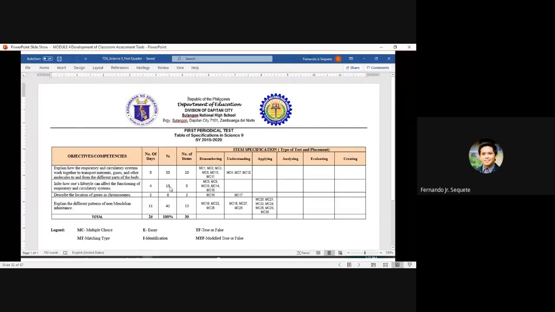This percentage, how did I get it? Of course, we just need the percentage: 9 divided by 26 multiplied by 100, you got 35. 4 divided by 26 times 100, you will have 15. 2 divided by 26 multiplied by 100, you will get 8. And then 11 divided by 26 multiplied by 100, you will get 42. So a total of 100% here.